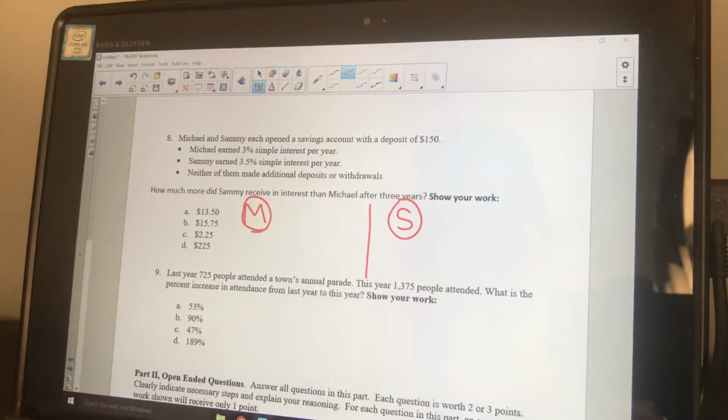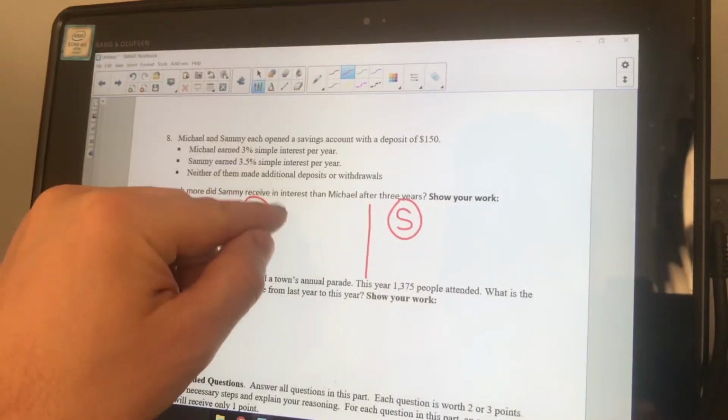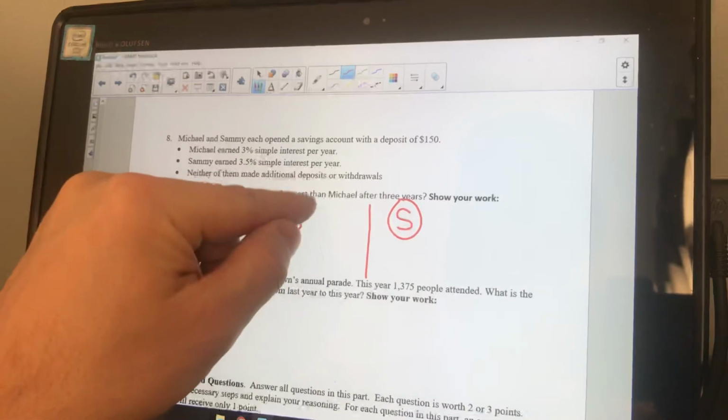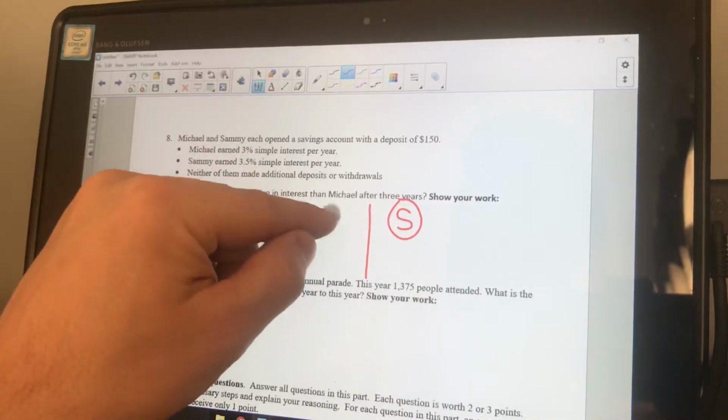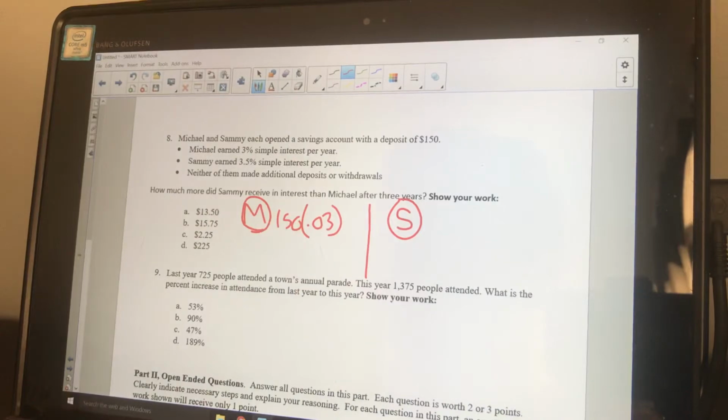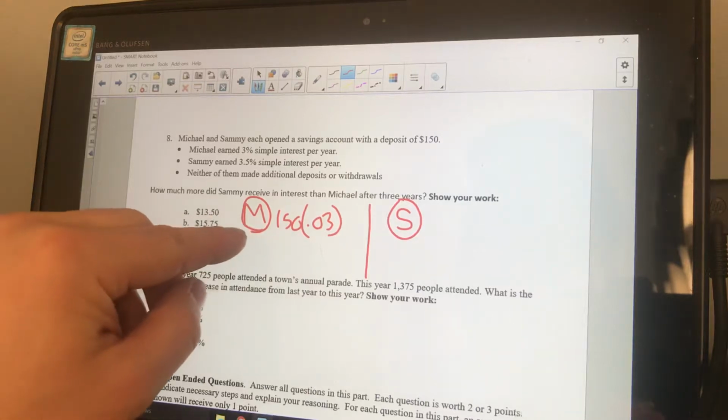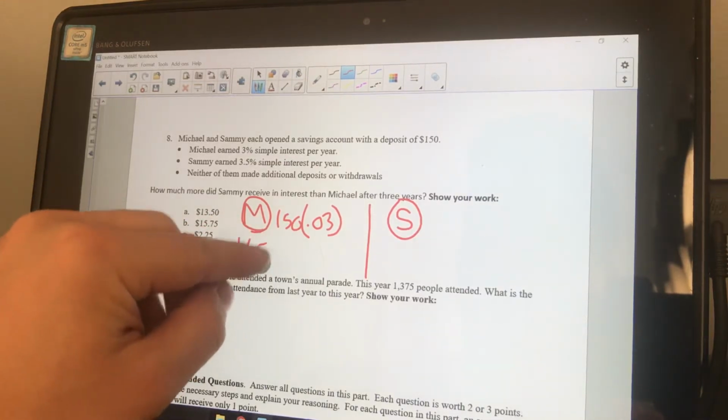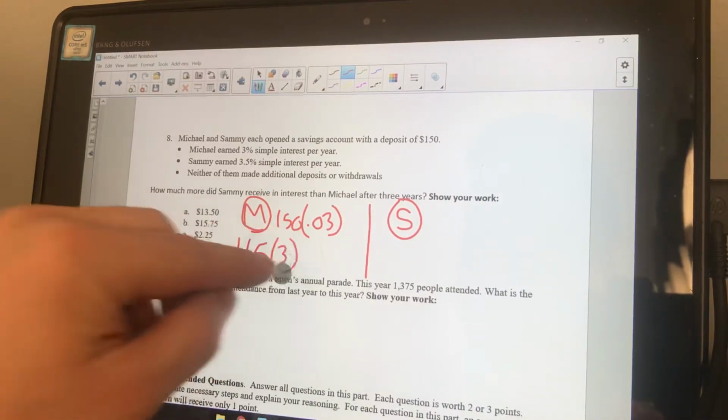I'm going to do Michael, then I'm going to do Sammy. Multiply it by 3. That's a little bit more straightforward. Okay, so Michael, 150 times 0.03, okay, because he gets 3% interest. 150 times 0.03 is $4.50, and he gets that for 3 years.